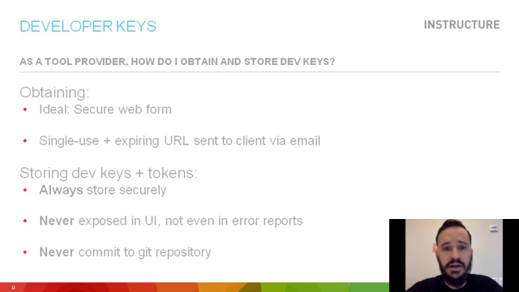I've seen a vendor before that had an error report that showed the developer key and secret in there, and even the API token that was being used. So we had to have a stern talk with them, and they quickly turned around and made some changes. And then never commit that information to a GitHub repository either.